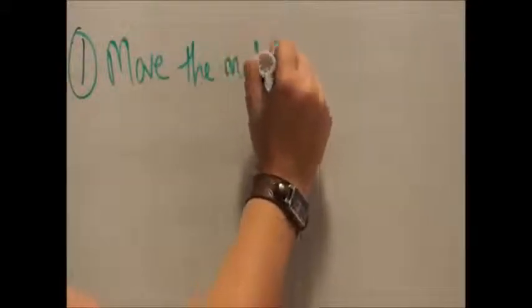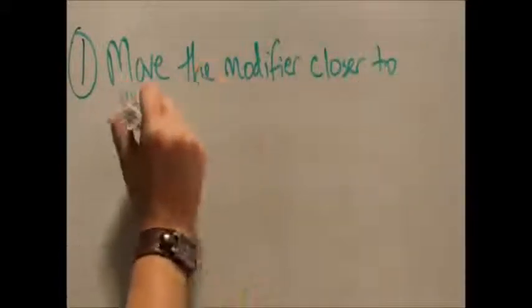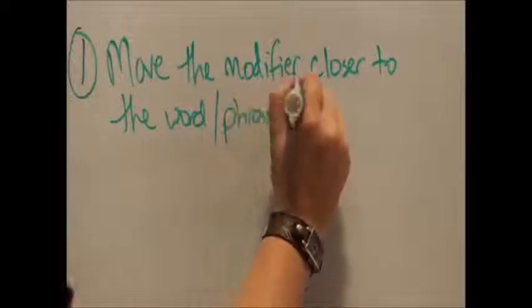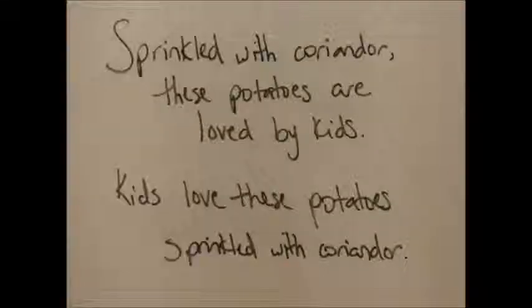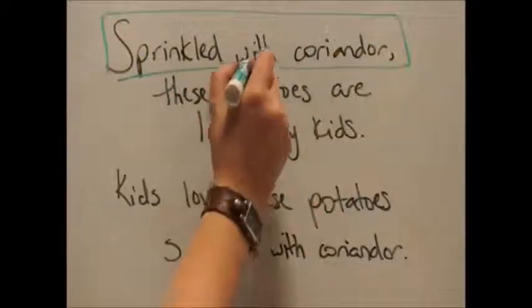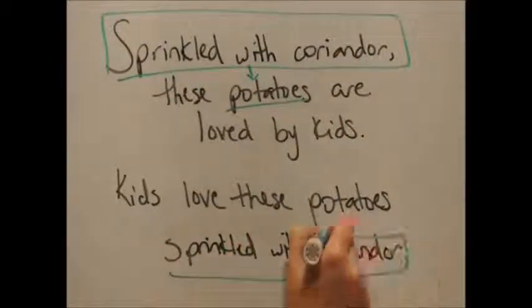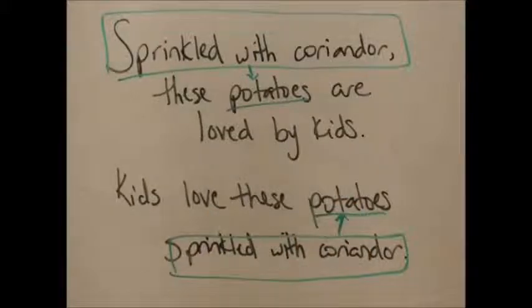The first thing that I can do is that I can move the modifier, the group of words that are explaining or giving more detail, I can move them closer to the word or the phrase that they're modifying. So let's do that with the examples we'd already talked about. What is sprinkled with coriander? The potatoes. Or the potatoes sprinkled with coriander. So notice they're together. They're close to one another.